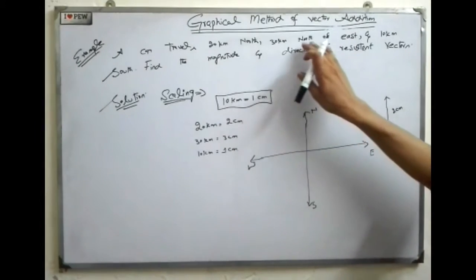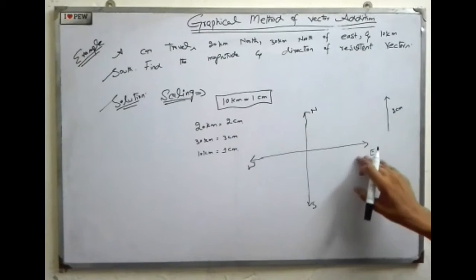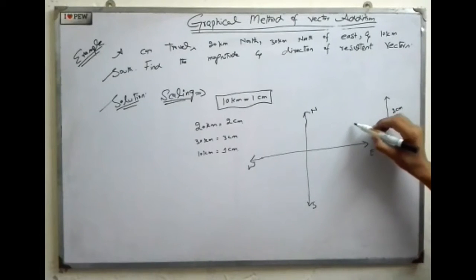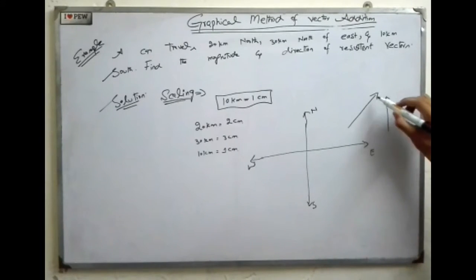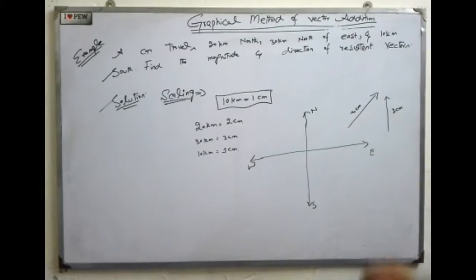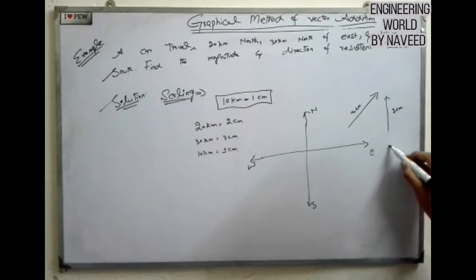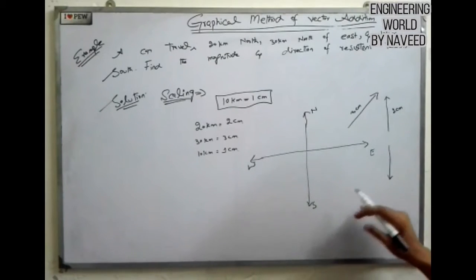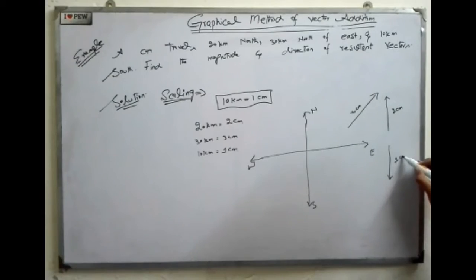Then 30 km north of east. So north of east means in this direction. I will draw in this direction, and that will be 3 centimeter. And 10 km towards south. So I will also draw in this direction towards south, and that is 1 centimeter.